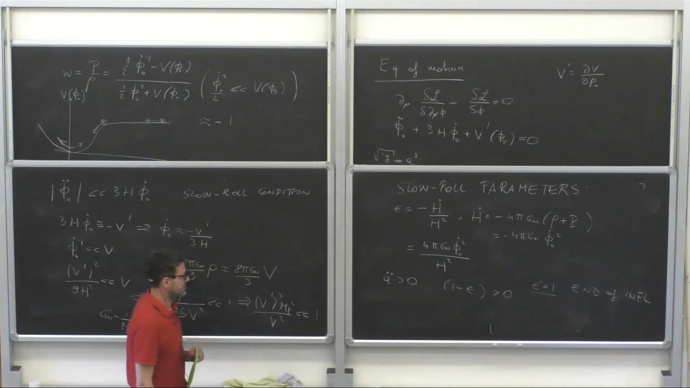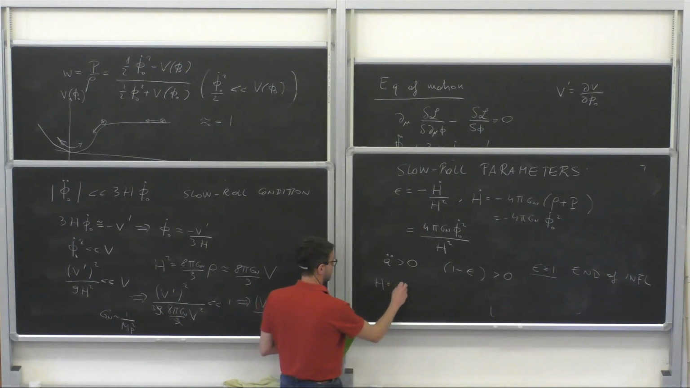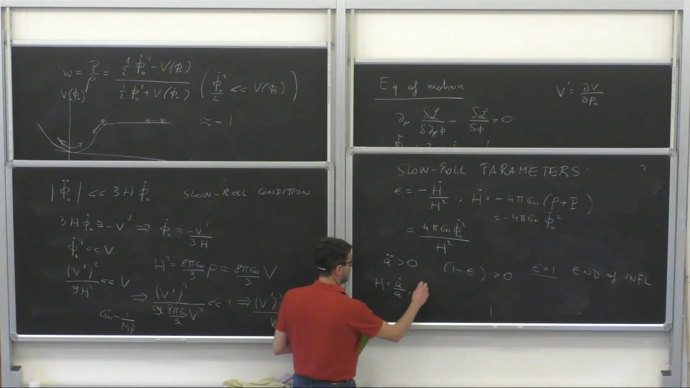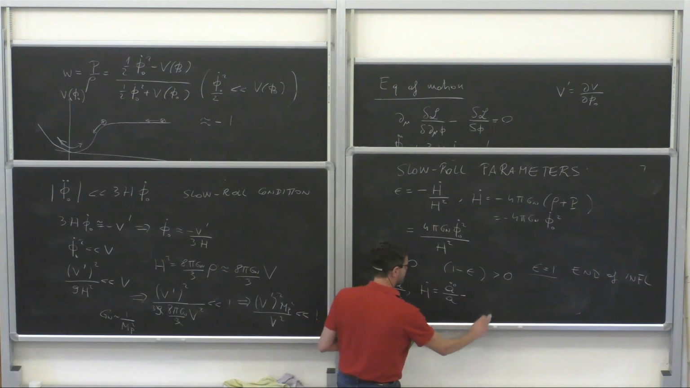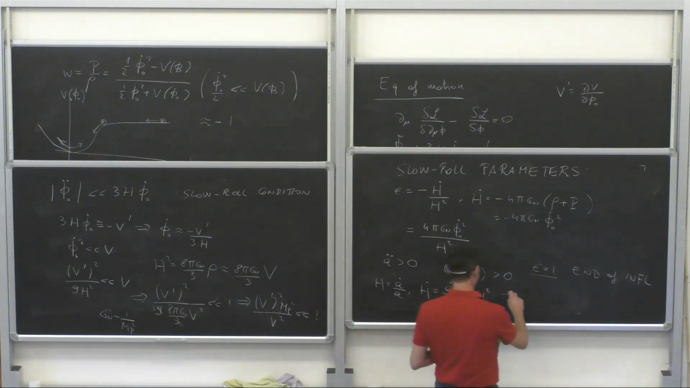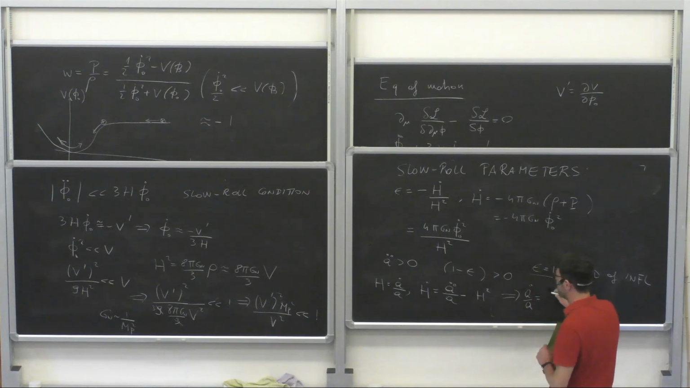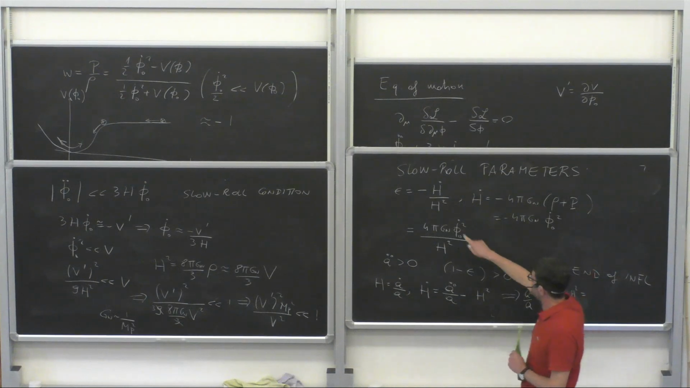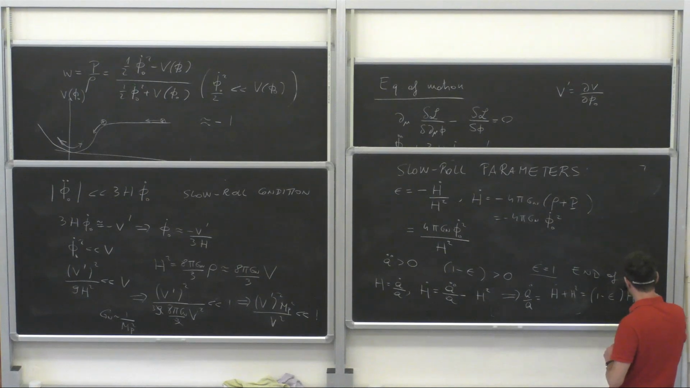Okay? The way you derive this equation is, of course, that you know that h is equal to a dot over a. You take h dot is equal to a double dot divided by a minus h squared. Okay? So you see now you bring the a double dot divided by a is equal to h dot plus h squared. But now you see that the definition of this is exactly equal to 1 minus epsilon times h squared. So you see this is larger than 0 only when epsilon is less than 1.